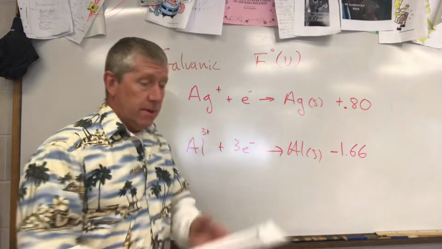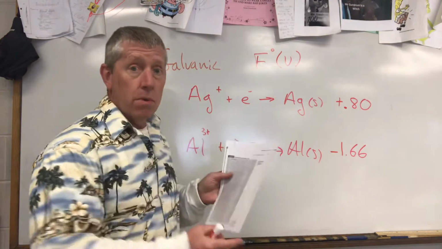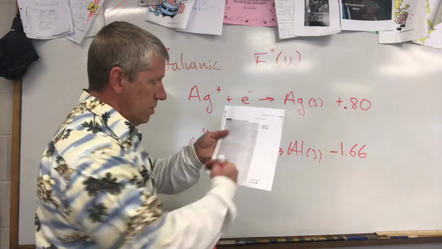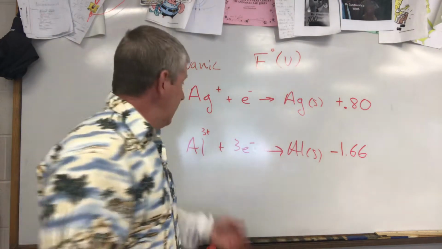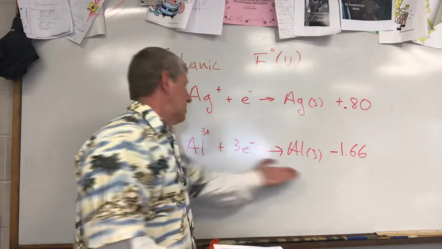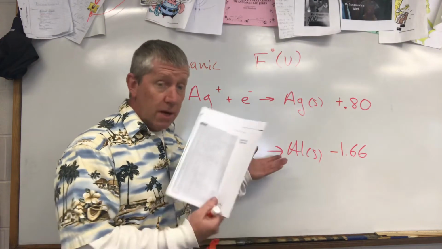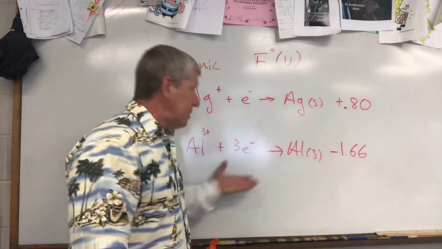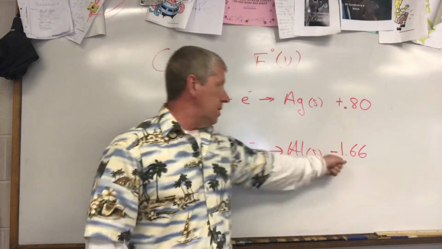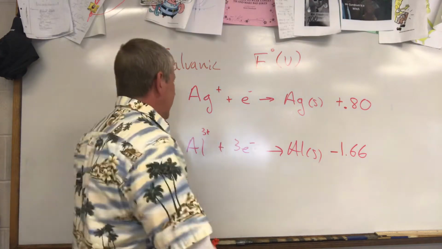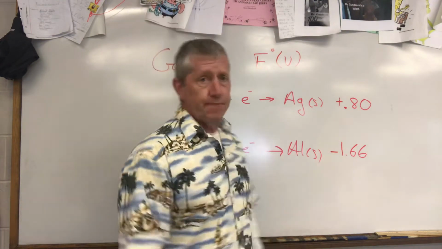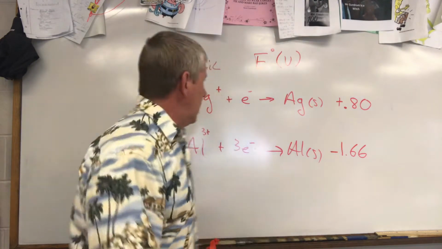Remember earlier I said the higher up on the chart you are, the more you want to be reduced. The lower down on the chart you are, the more you want to be oxidized. Aluminum is pretty far down the chart. It wants to become oxidized. It doesn't want to do this. This is a reduction table, so it's showing reductions. So if you're going to do this to aluminum, you're going to put energy into the system. All right? Okay. Silver will give up that one electron. It's okay with that. Actually, it'll take one.